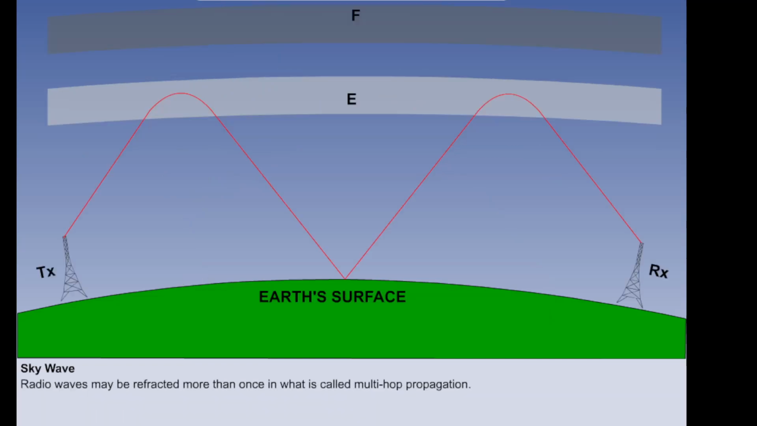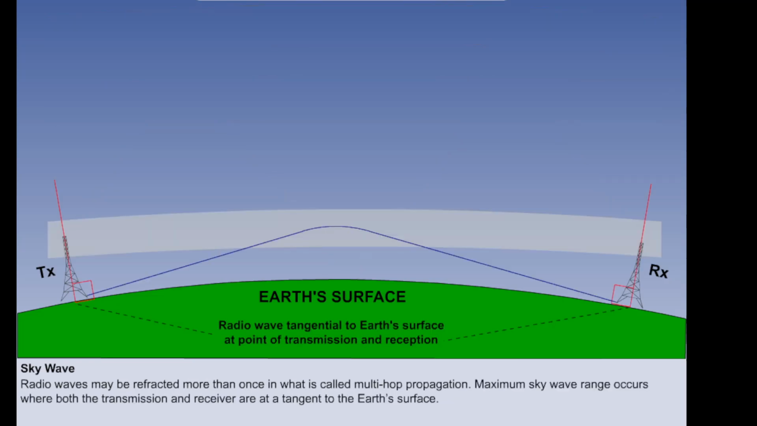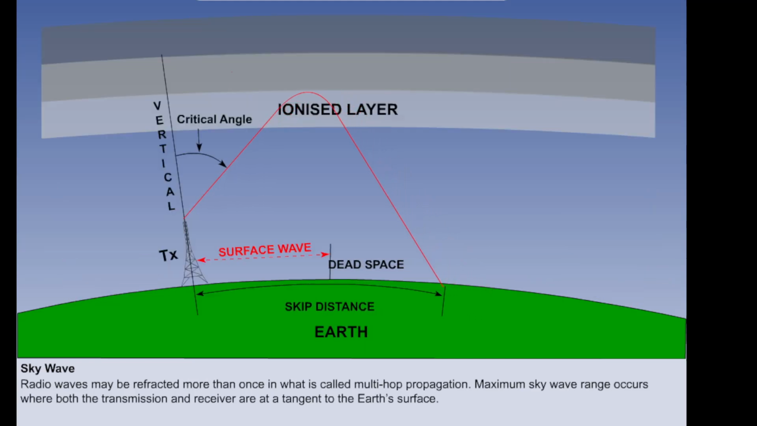When refraction does occur, the radio wave may reflect back up to the ionosphere in what is called multi-hop propagation, and this can result in transmissions going halfway round the world. The maximum range for sky waves will be achieved when the path of the radio wave is tangential to the surface of the Earth at both the transmitter and the receiver. However, maximum range may not always be the criterion. Perhaps a stronger signal or a closer recipient may be required.